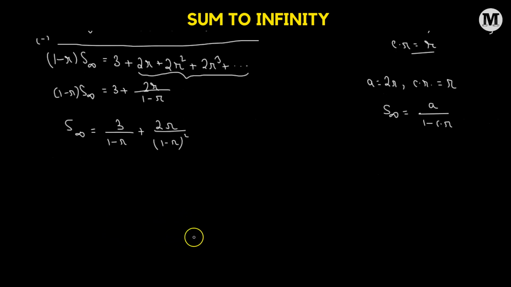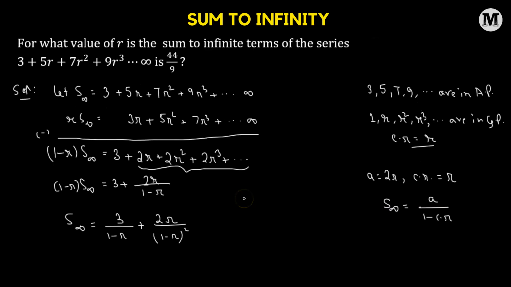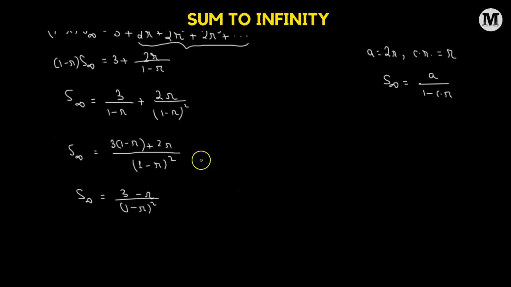So let's combine them. The sum of the infinite terms will be equal to, combining them, we get the common denominator of 1 minus R whole squared. In the numerator, we have 3 times 1 minus R added to 2R. So the sum of the infinite terms is equal to 3 minus R over 1 minus R whole squared. So this is going to be the sum to infinite terms. And now our next task will be to obtain the value of R. And it's given here that the sum to infinite terms is 44 over 9.